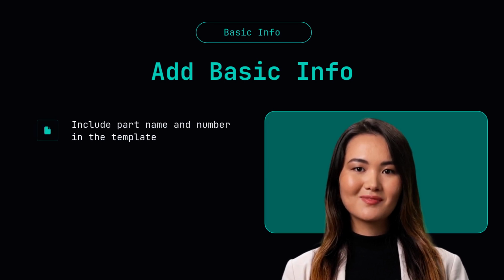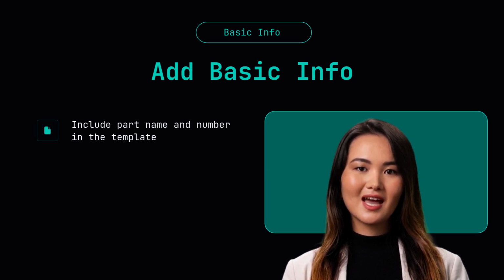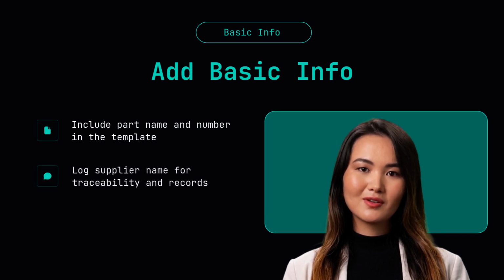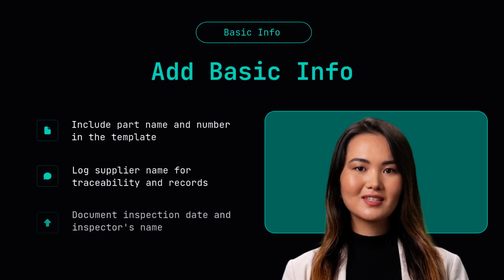Begin by adding a basic information section to your template. Capture essential details like the part name and number. Log the supplier name for traceability. Document the inspection date for records. Record the inspector's name to complete this section.